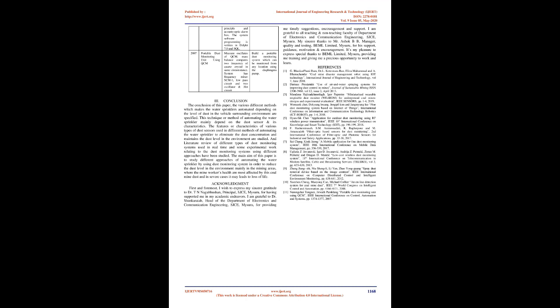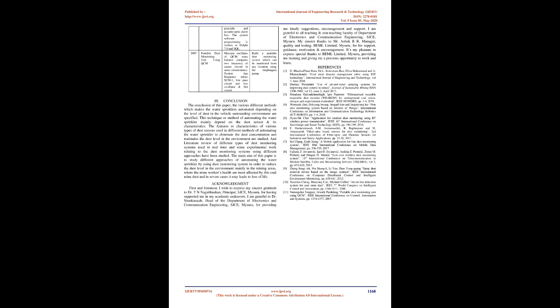3. Conclusion. The conclusion of this paper: the various different methods which make the water sprinklers automated depending on the level of dust in the vehicle surrounding environment are specified. This technique or method of automating the water sprinkler mainly depends on the dust sensor and its characteristics. The features or characteristics of various types of dust sensors used in different methods of automating the water sprinkler to eliminate the dust concentration and maintain the dust level in the environment are studied.